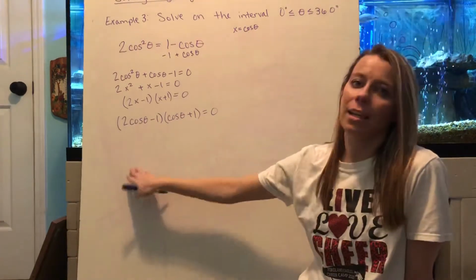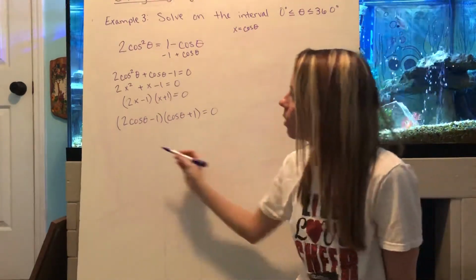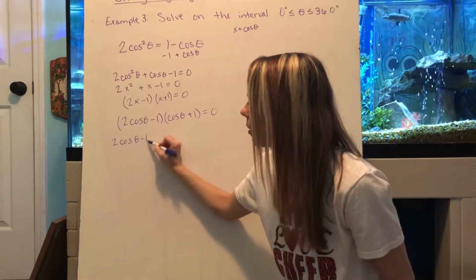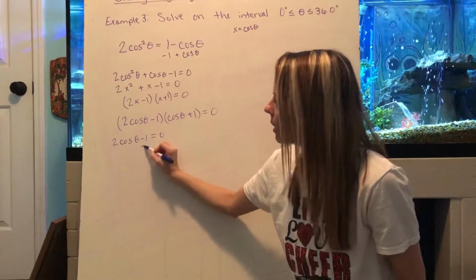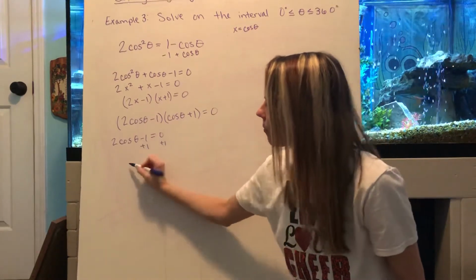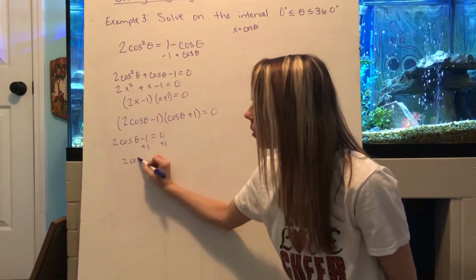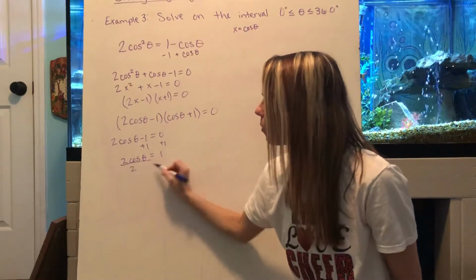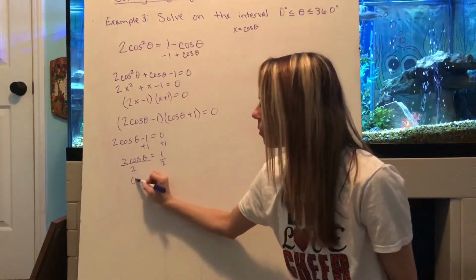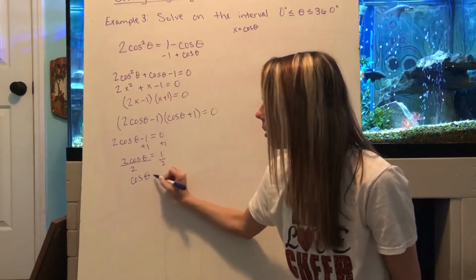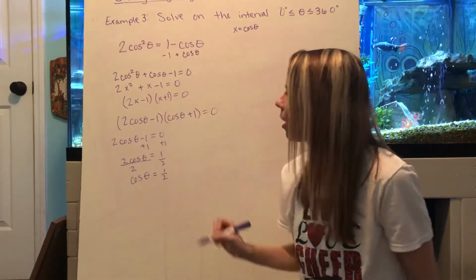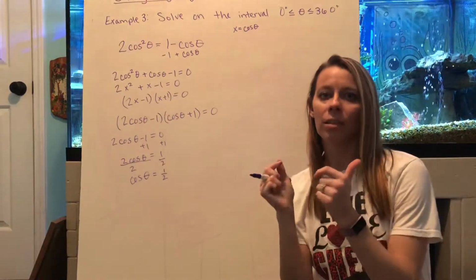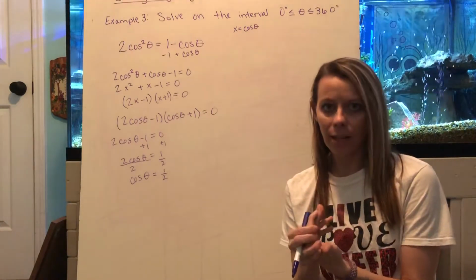Again, we're going to set each part equal to 0. So 2 cosine theta minus 1 equals 0. I'm going to add the 1. 2 cosine theta equals 1. Divide by 2. Cosine theta equals 1/2. Okay, so think about your triangles, which has a 1 and a 2 in it. That would be your 30, 60, 90.